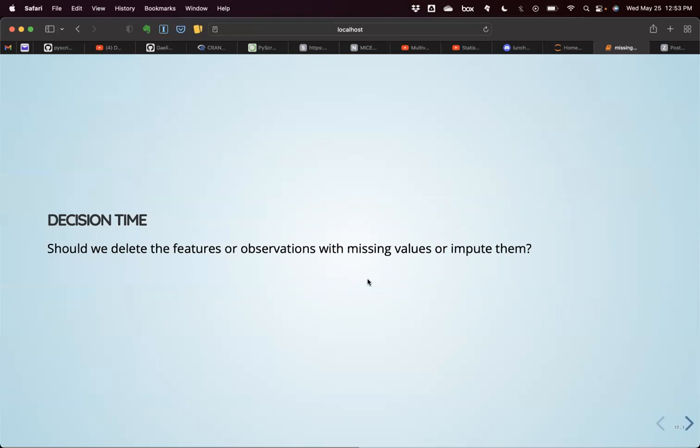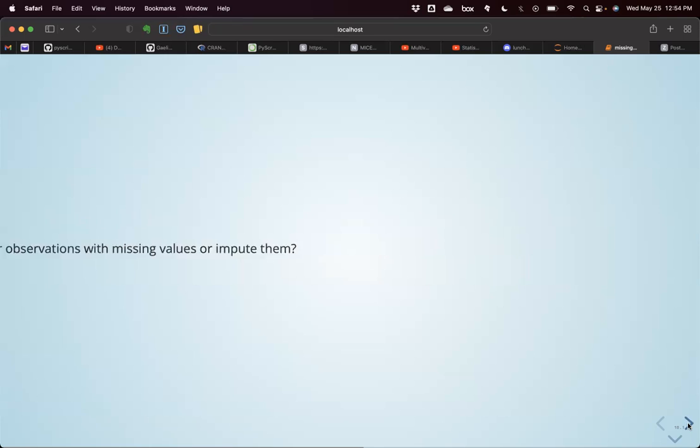Okay, so now that we know that we have some missing values in our data set, this is decision time, right? Should we delete the features or observations with missing values or impute them? Making reference to that diagram, we can go with the deletions, or we can go with the imputation. So let's do both. Let's see what is the effect of deleting some of those missing values, and what's the effect of imputing them. Then we can make a more educated approach to this.